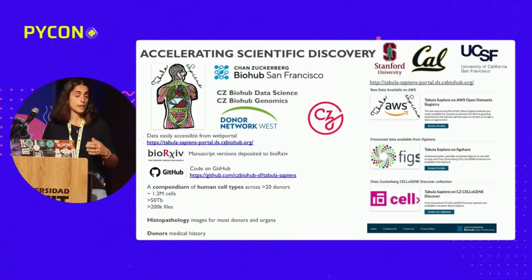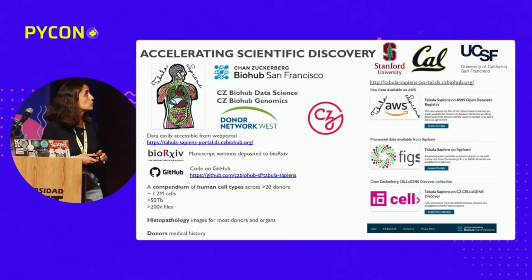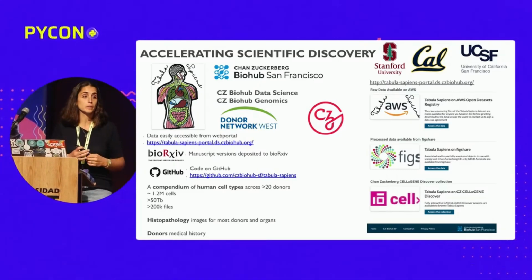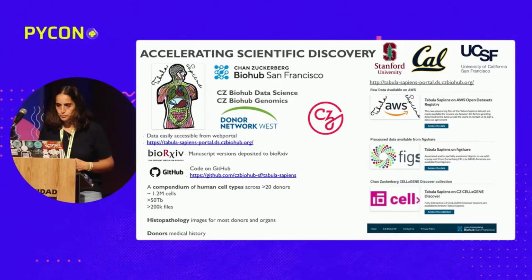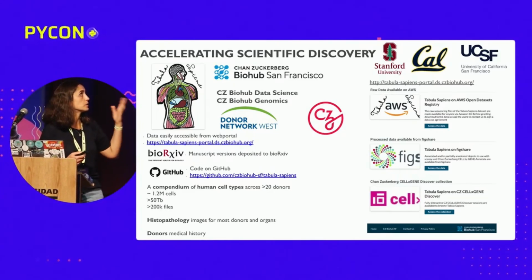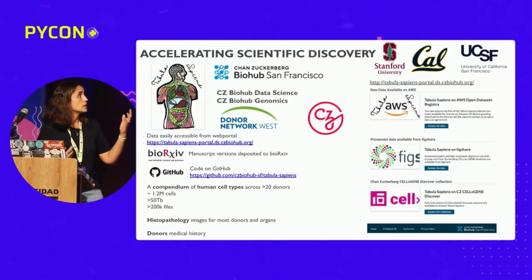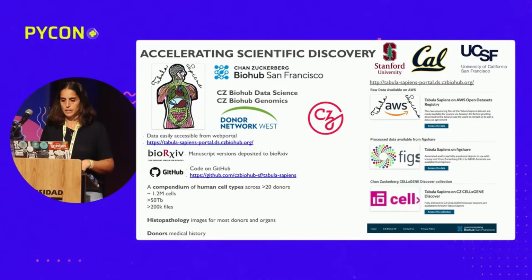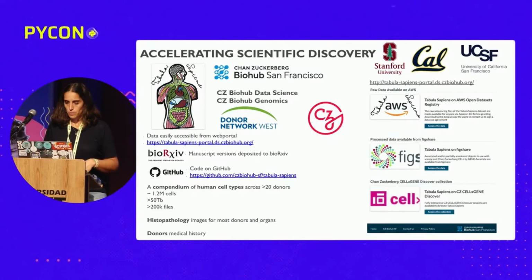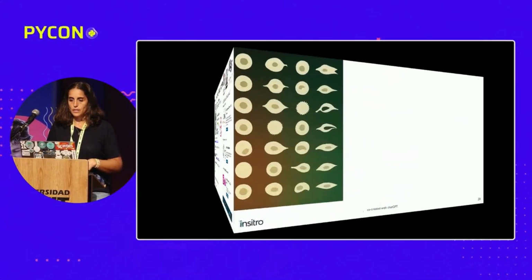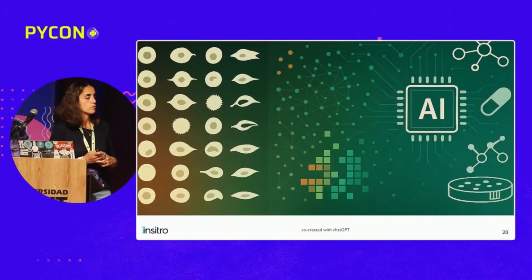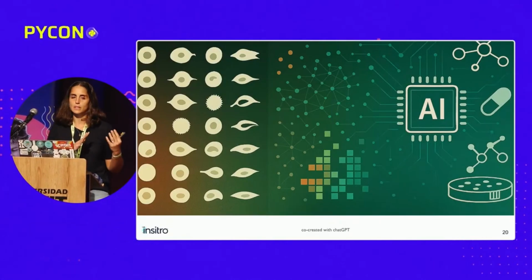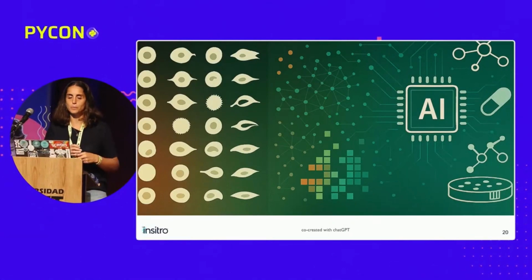It takes a large consortium. There's over 160 people building Tabula Sapiens, and it could not have happened without the support of the Chan Zuckerberg Biohub, Stanford, Berkeley, UCSF, CZI, and the Donor Network West. And so in the first part of my talk, I've walked you through steps of building a data resource, which supports our quest in understanding disease.